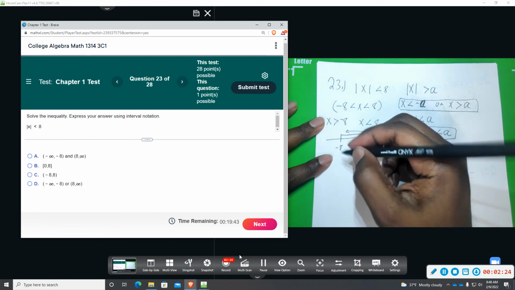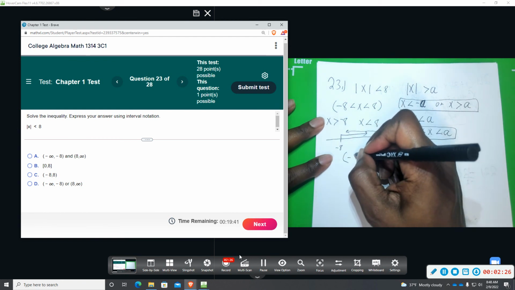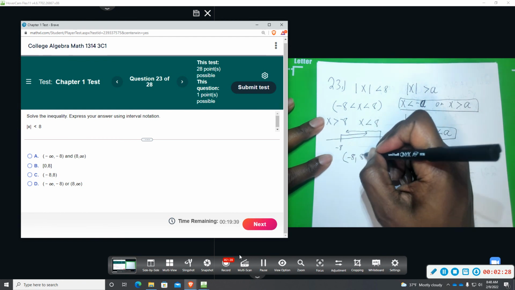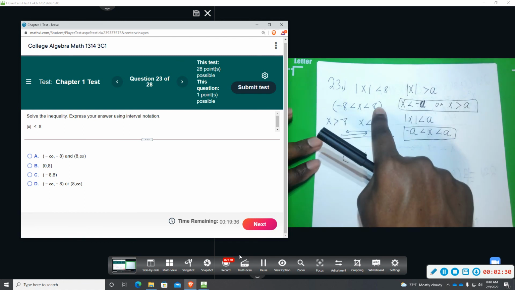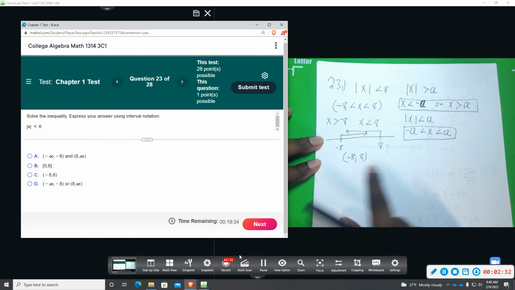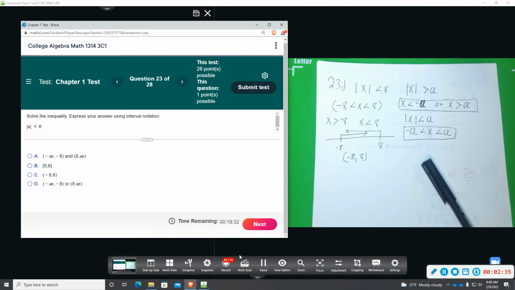And even if you did that with interval, you would have negative 8 to positive 8. And so that's the same way that you would write that in interval notation or set notation if you want to put the set there. So the answer that we want here is going to be C.